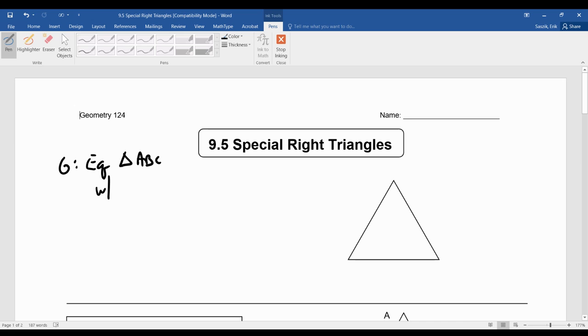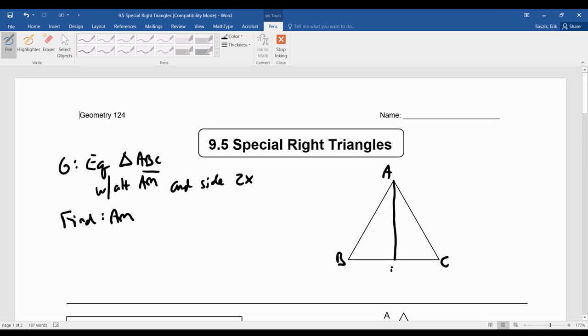So given that you have an equilateral triangle, we'll call that ABC, with altitude AM and a side value of 2x, you're going to have to find AM. So what we have here is this. This is what we're given.